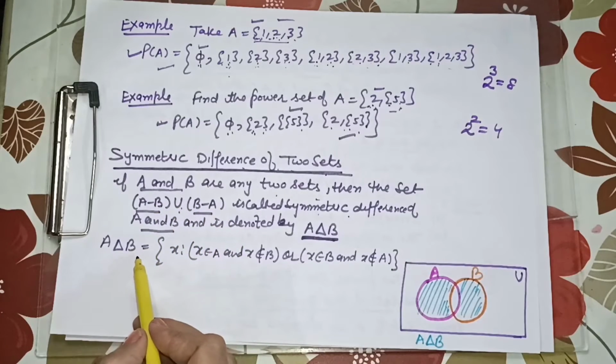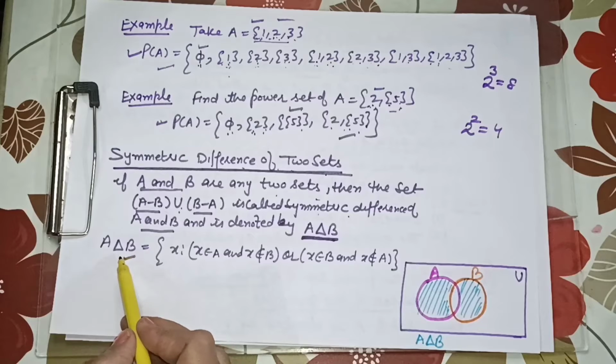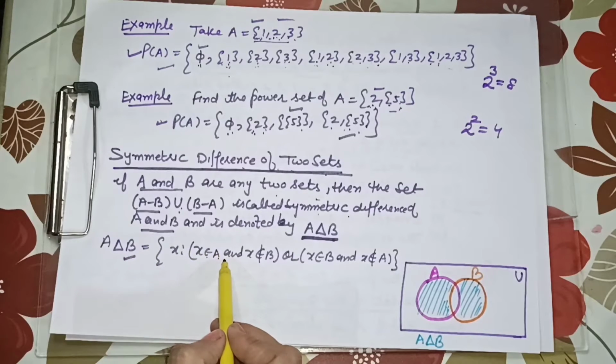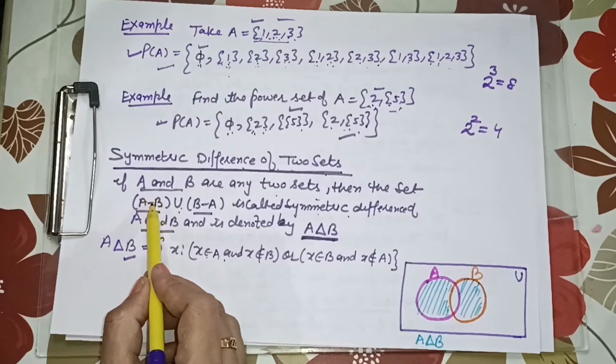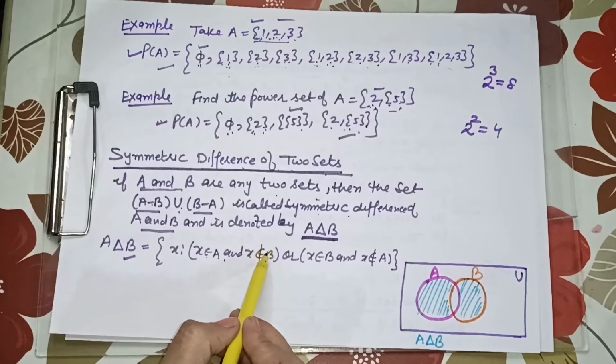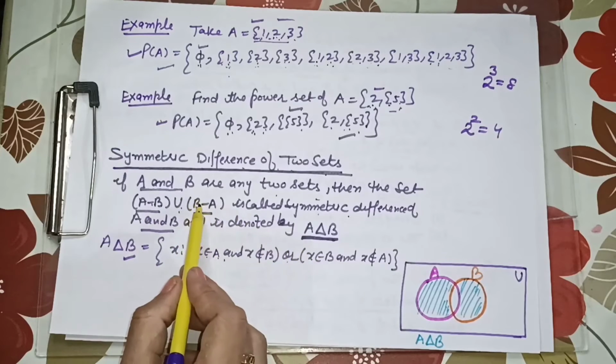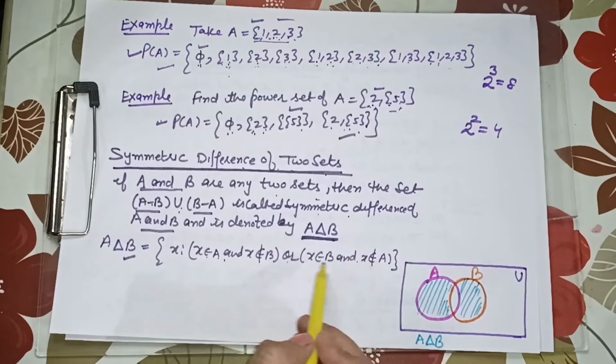So how do we write it in symbolic form? A symmetric difference B is equal to the set of X such that X belongs to A and X does not belong to B. Difference means does not belong to B. Union means or. X belongs to B and X does not belong to A. So this is what I have written symbolically.